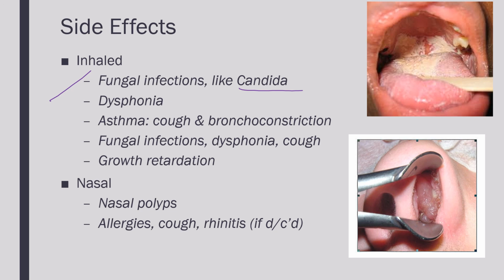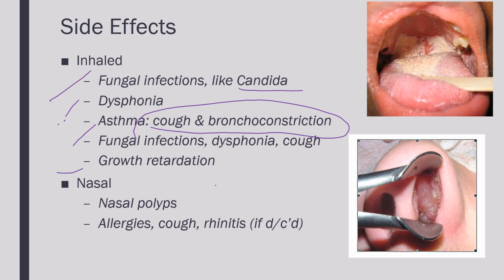Other things that you could see is dysphonia, so they could have their voice cracking and trouble there. Asthma, you can see that cough and bronchospasm. And that's because you can irritate the airways when you're giving out a medication, right? Especially if it's a dry powder. You could easily irritate the airways and cause an inflammatory pathway, right? So that's always a potential side effect because it is topical there. Fungal infections, dysphonia, cough, growth retardation as well.